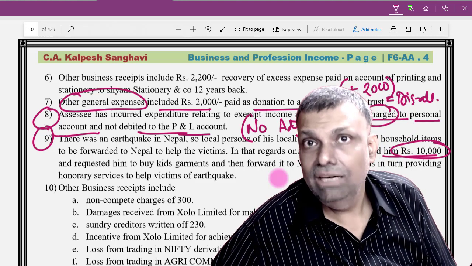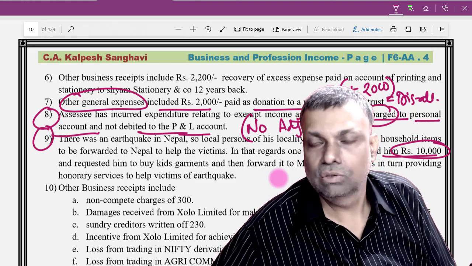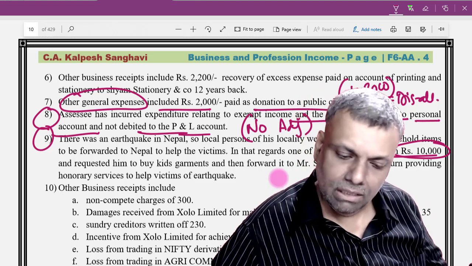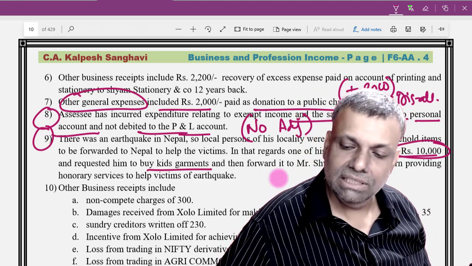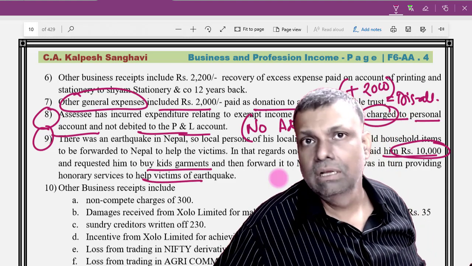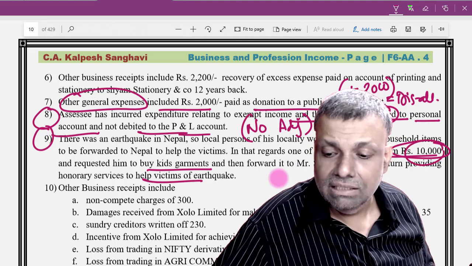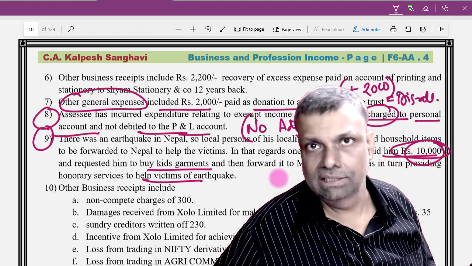you have received in your hand. So you have already got this 10,000 rupees in your hand. Okay, and thereafter you have purchased some kids' garments, and those garments you have forwarded to someone who is actually giving honorary services. Can we say that this 10,000 is an income of the assessee?